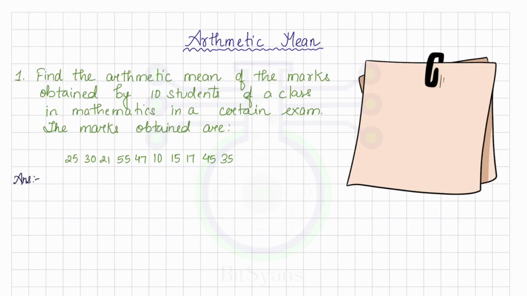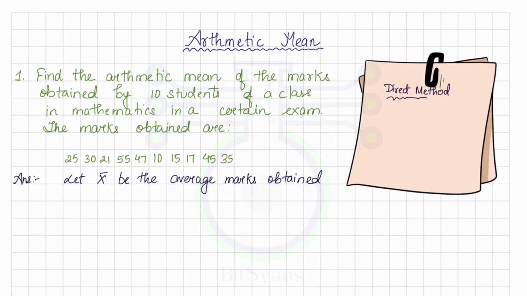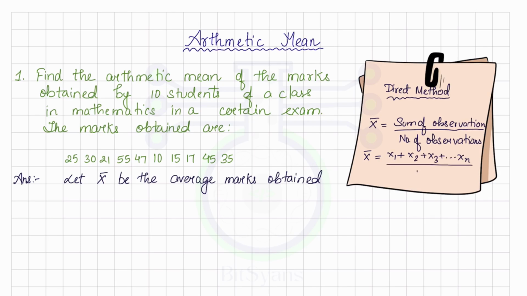So in order to solve this question, let x be the average marks obtained. Now in this case, we are going to use the direct method since nothing has been mentioned in the question, which is mean equals to sum of observations by number of observations, which can also be denoted as x1 plus x2 plus x3 plus xn by capital N, or we can also denote it as summation of x by n.